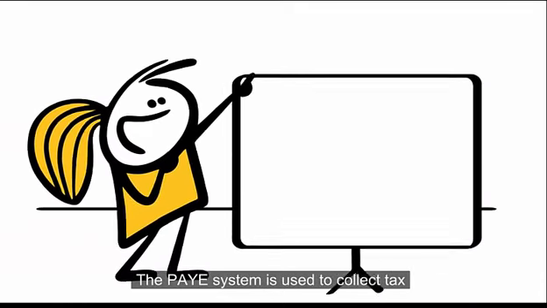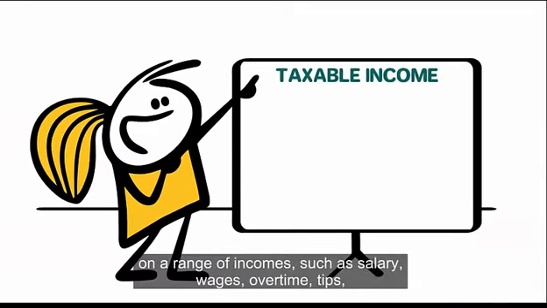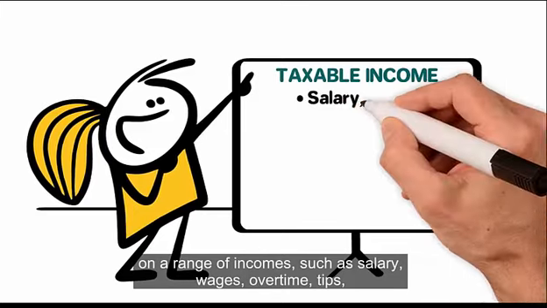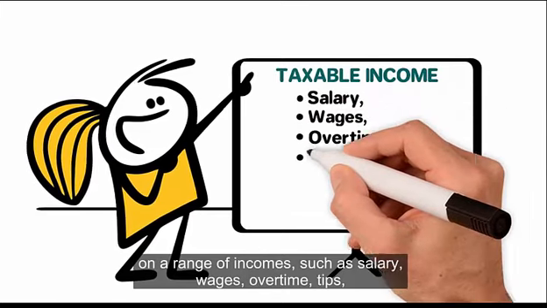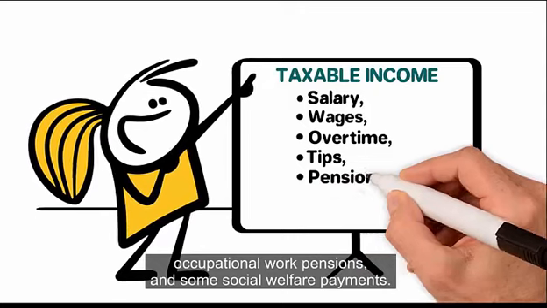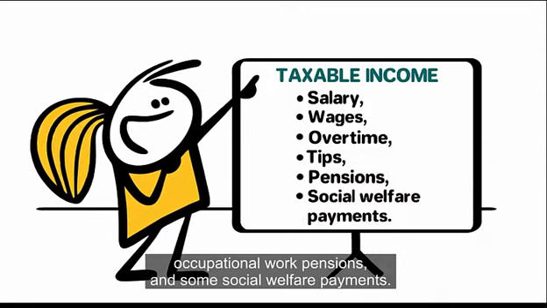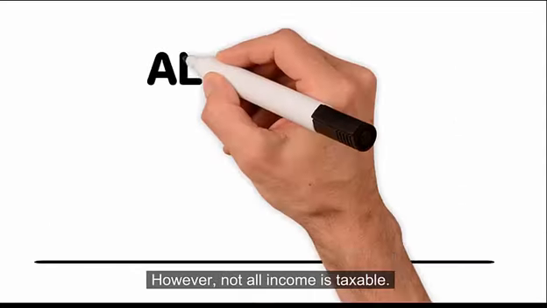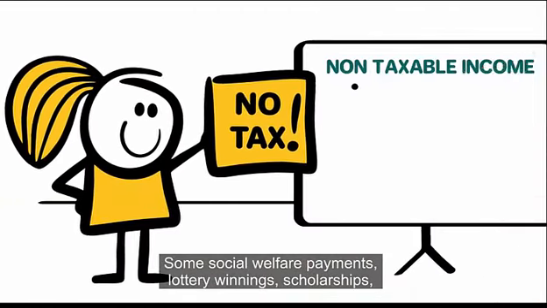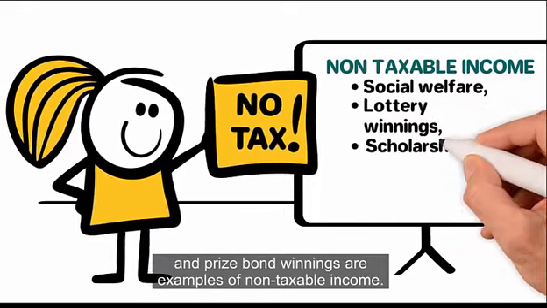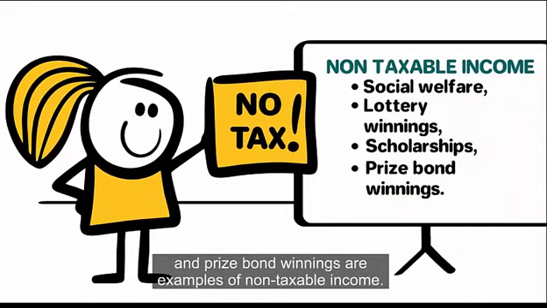The PAYE system is used to collect tax on a range of incomes, such as salary, wages, overtime, tips, occupational work pensions, and some social welfare payments. However, not all income is taxable. Some social welfare payments, lottery winnings, scholarships, and prize bond winnings are examples of non-taxable income.